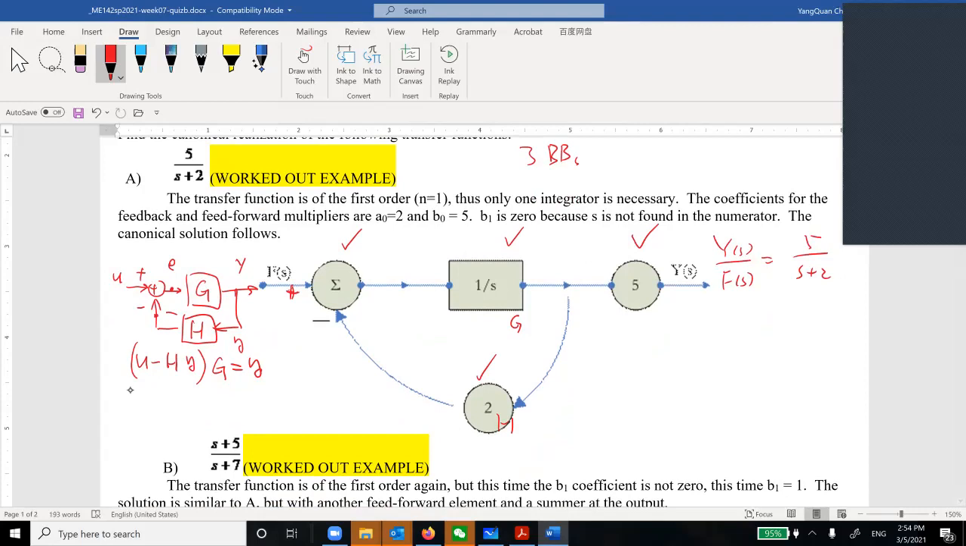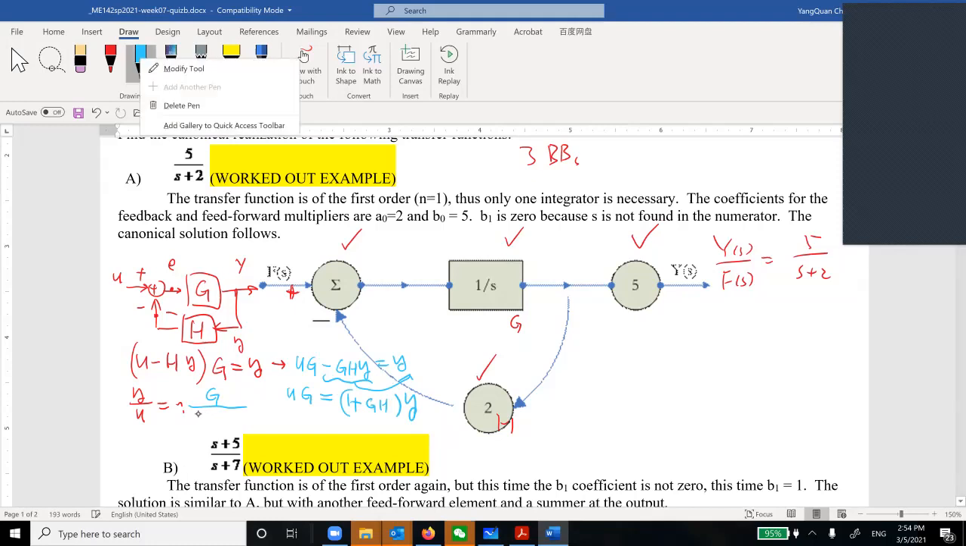So what I'm going to do is to write Y divided by U. So let's do it. So this one will have U G minus G H Y equals Y. I move this Y term in here. So I'm going to have U G is 1 plus G H Y. So this one will give me Y over U is G over 1 plus GH.